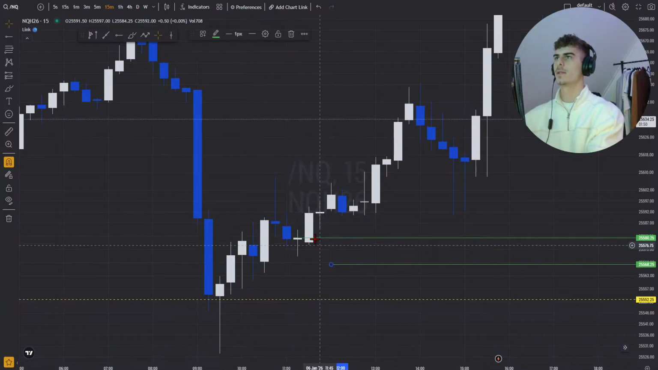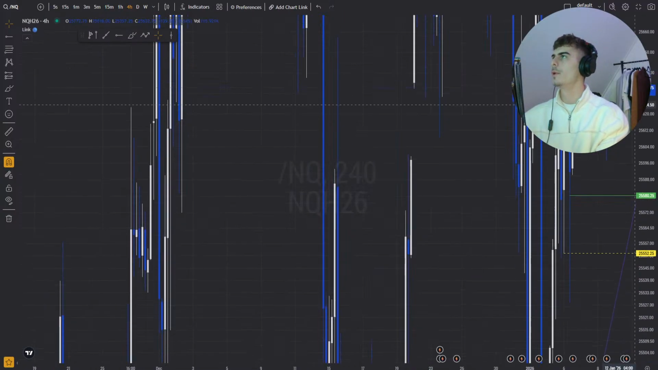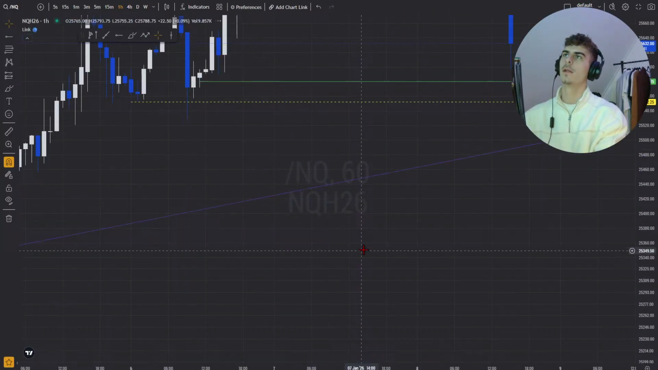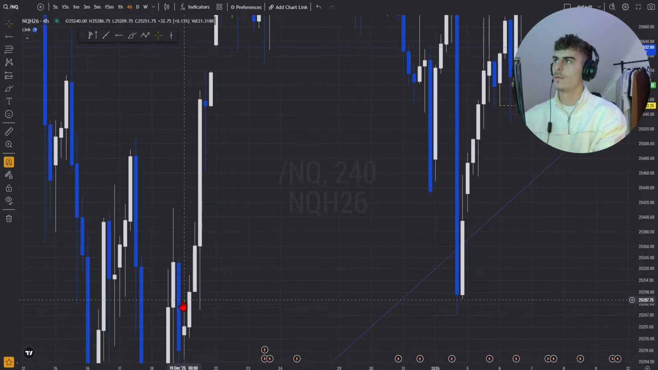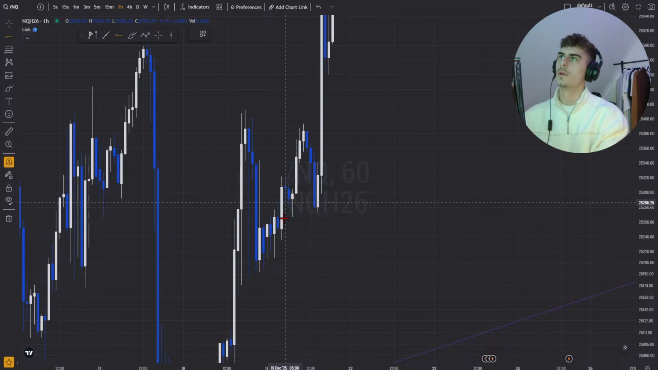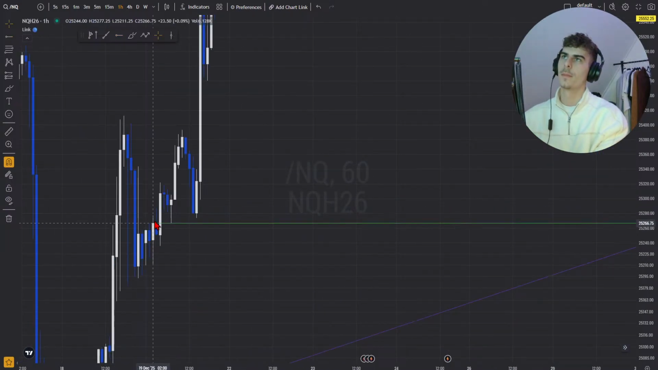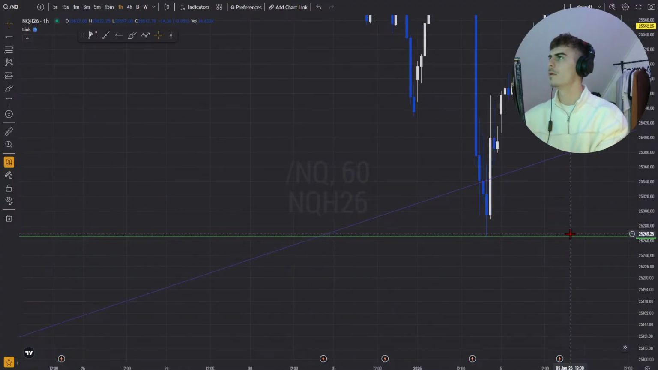So yeah, I think this is quite a nice level, but let's see. We already broke this, so we'd rather just look at shorts, I think, because we've hit a 4 hour over here, right? No, it was a 1 hour. We've hit a 1 hour over here. So it was this wick. Nope. Wasn't this body, right? It was an hourly. Yeah, okay, it was this body.